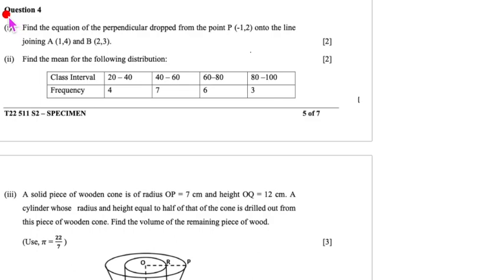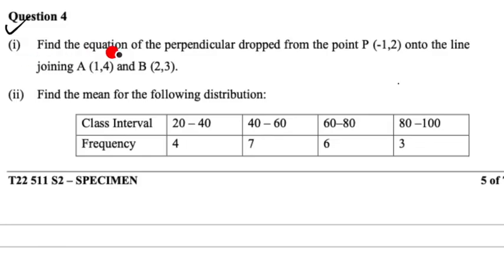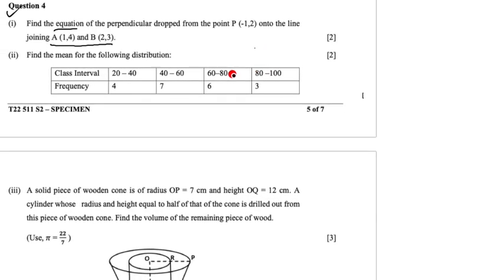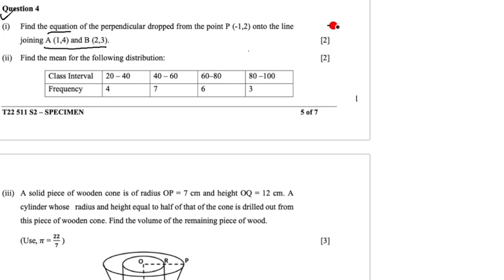Alright, so question number 4, we have first part. Find the equation of the perpendicular drop from the point P minus 1, 2 onto the line joining these 2 points. And we have to find the equation of that. So the first thing you should do is draw the diagram. So I'm just showing the diagram here. This is your A, this is your B, and A is 1, 4, and B is 2, 3.